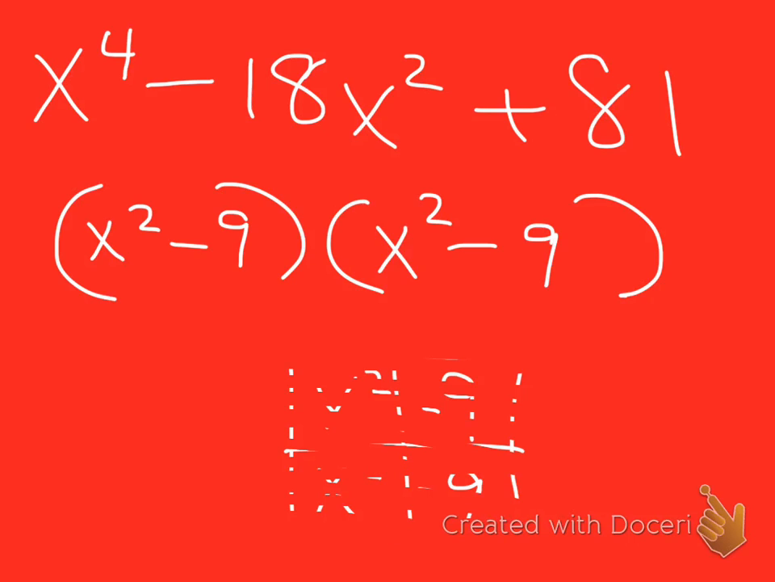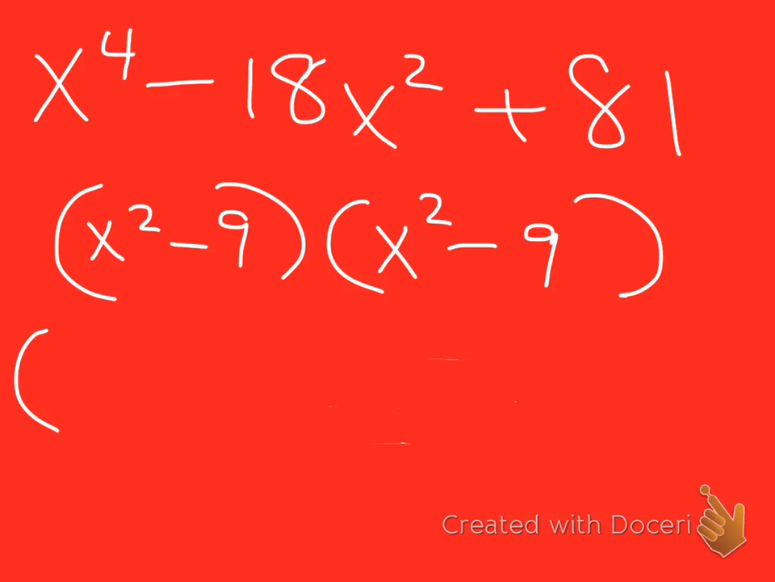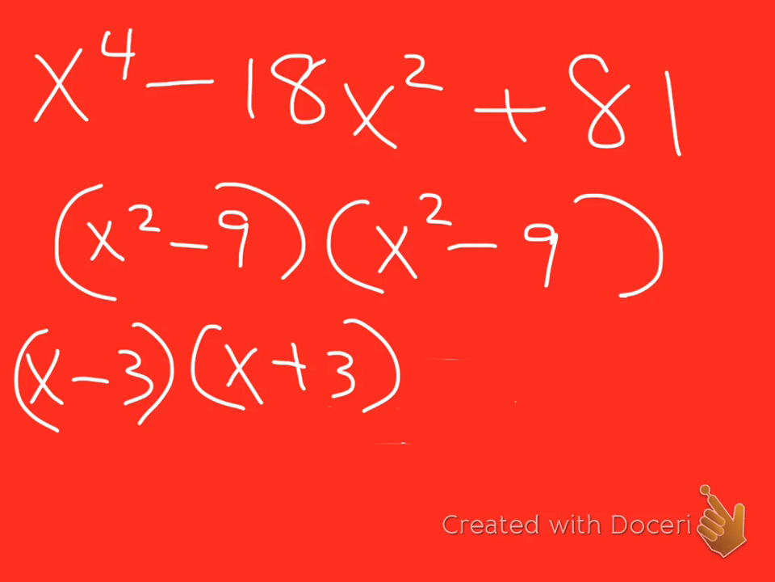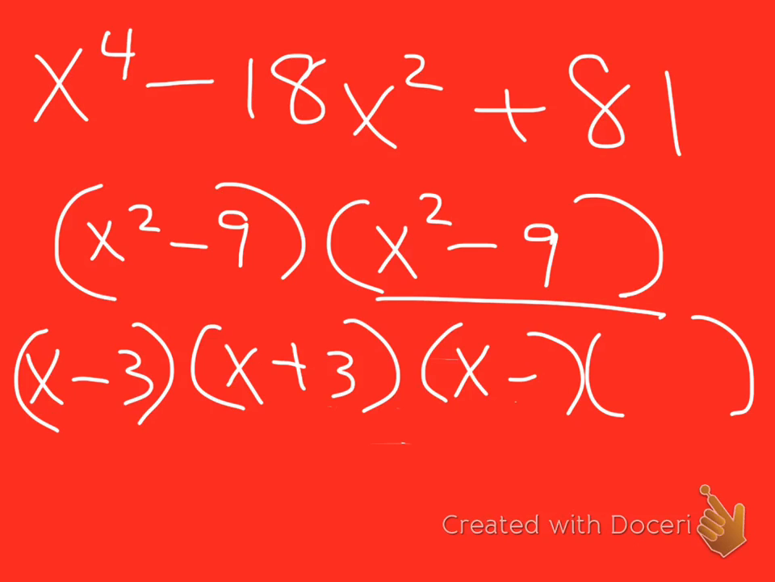We're not done because I want you to look at that x squared minus 9. This x squared minus 9 can be factored into x minus 3, x plus 3. Be careful, not x minus and minus. x minus 3 and x plus 3. And this one can also be factored. This one can be factored into x minus 3 and x plus 3.